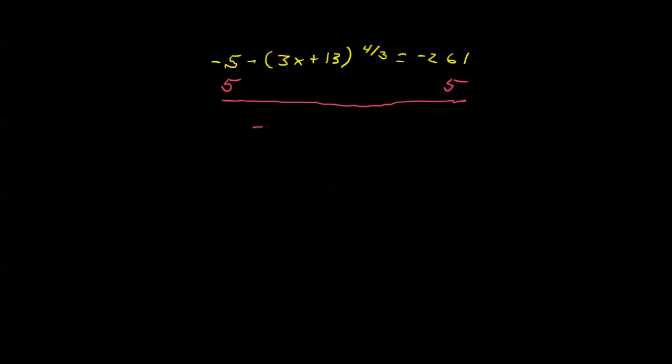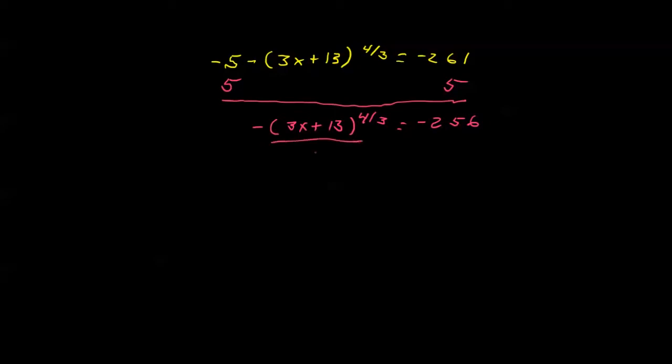Here, we're going to add a little twist. All right, here's our next problem. And trust me, there's something different here. All right, first we're going to add 5 to both sides. And we get the opposite of (3x plus 13) raised to the 4/3 equals -256.